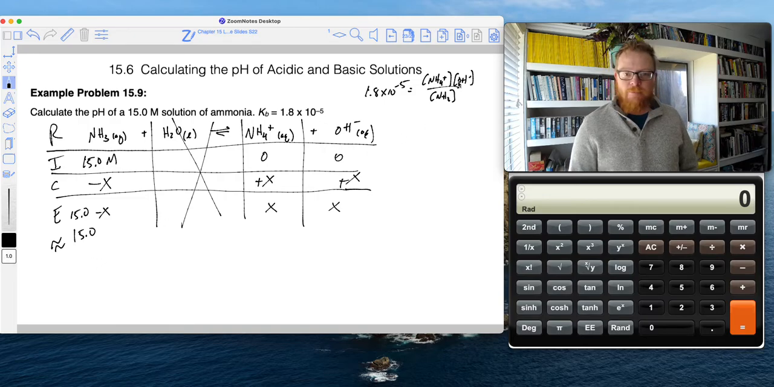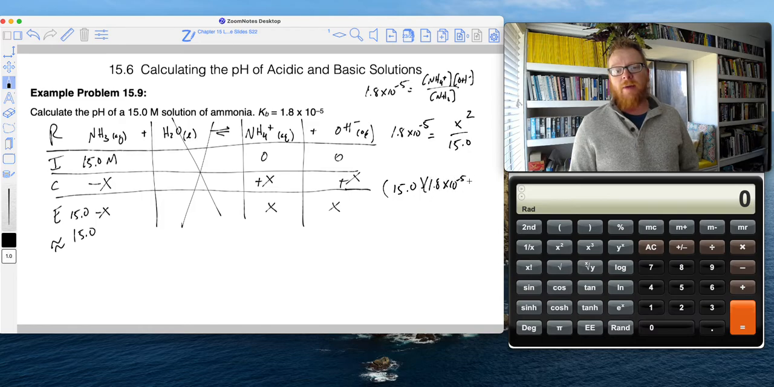All right. So now when I plug all of that into my equilibrium expression, 1.8 times 10 to the minus 5 equals, and I'm just going to write it directly, x times x gives me x squared, all divided by 15.0. And so now we can see our math is going to be very straightforward. 15.0 times 1.8 times 10 minus 5, and the square root of that will equal my value of x.